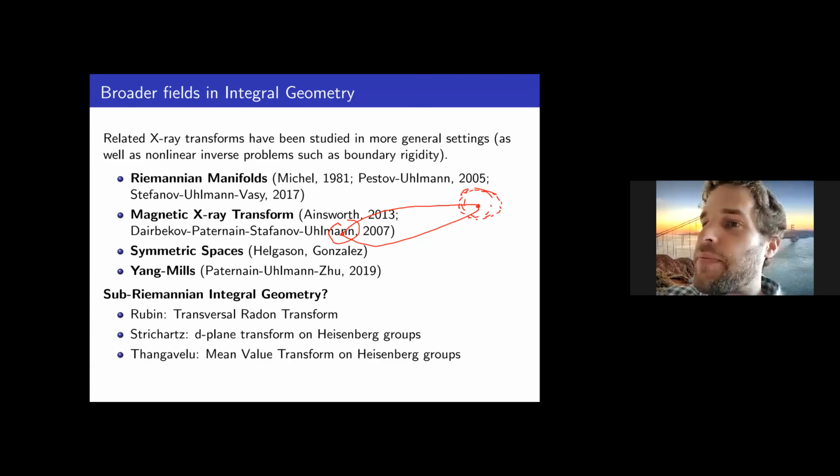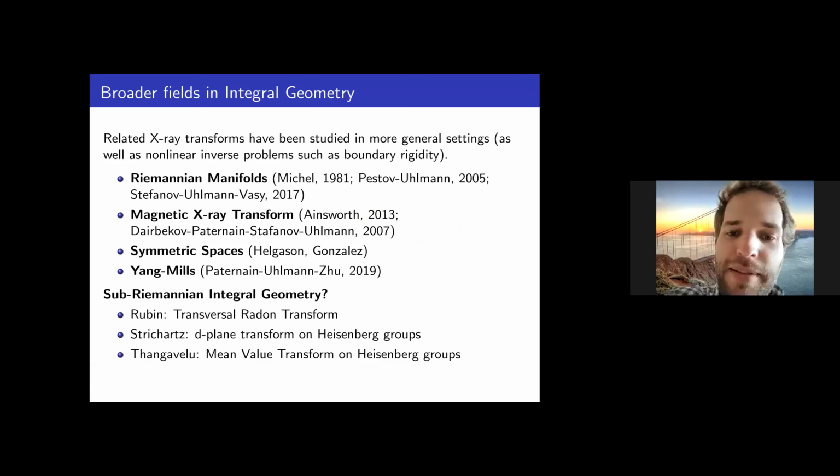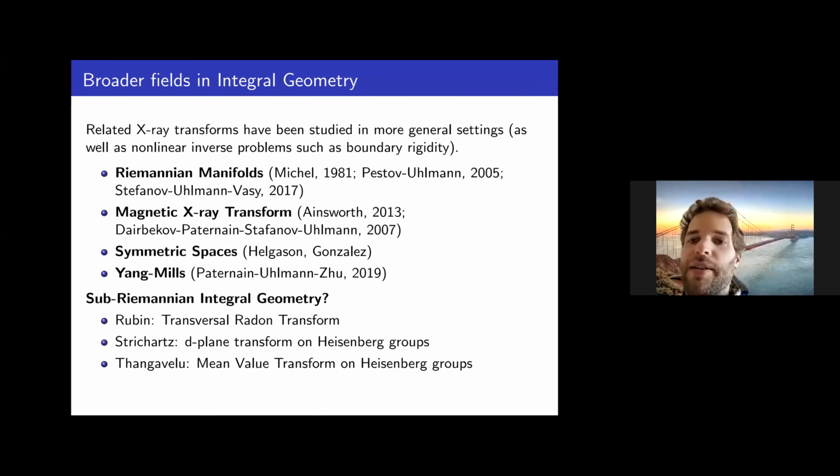So more generally, aside from just Riemannian manifolds, the X-ray transforms have been studied on the magnetic case where we integrate over magnetic geodesics, symmetric spaces, and even with respect to Yang-Mills geodesics, where we have a lot of generic answers to whether or not something is injective, but we don't really have inversion formulas because these geodesics are so complicated.